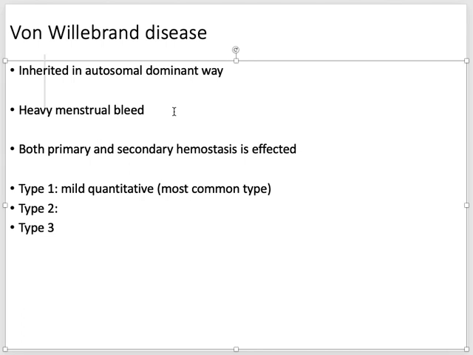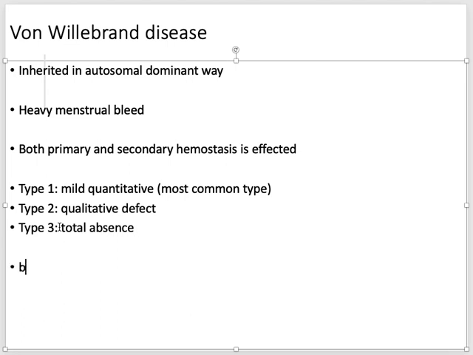In type 2 there is a qualitative defect, the quality is not fine, the quantity is okay. In type 1 the quantity is decreased and the quality is little affected. In type 2, quality is more affected and quantity is less affected. And type 3 is a total absence of von Willebrand factor. It is the rarest one.